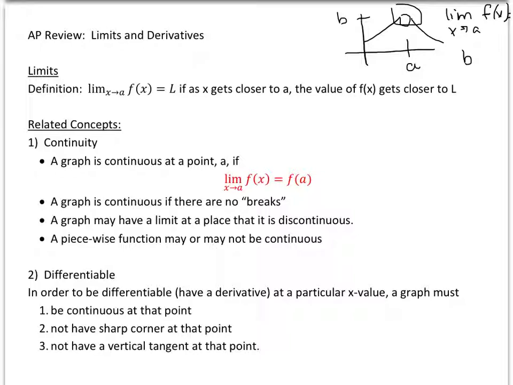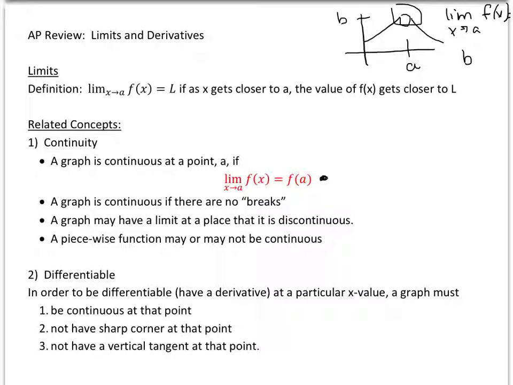One of the related concepts to limits is continuity. Remember that continuity, our kind of working definition of continuity, is that the graph has no breaks. So there is no place where you would have to pick up your pencil in order to draw the graph of the function.